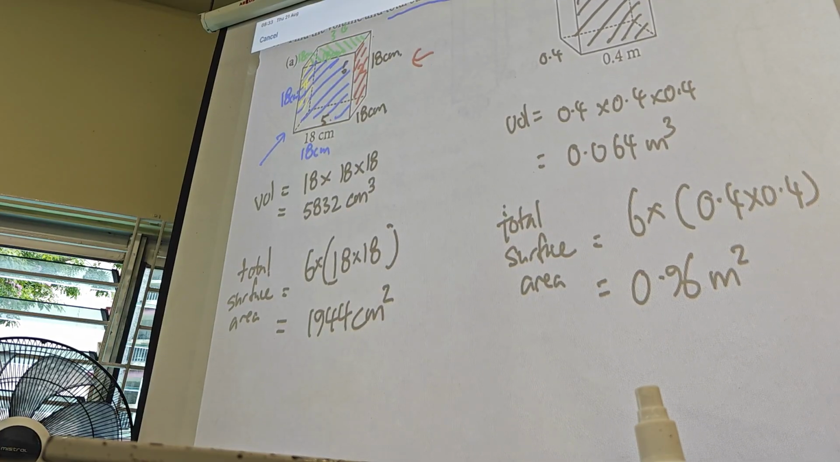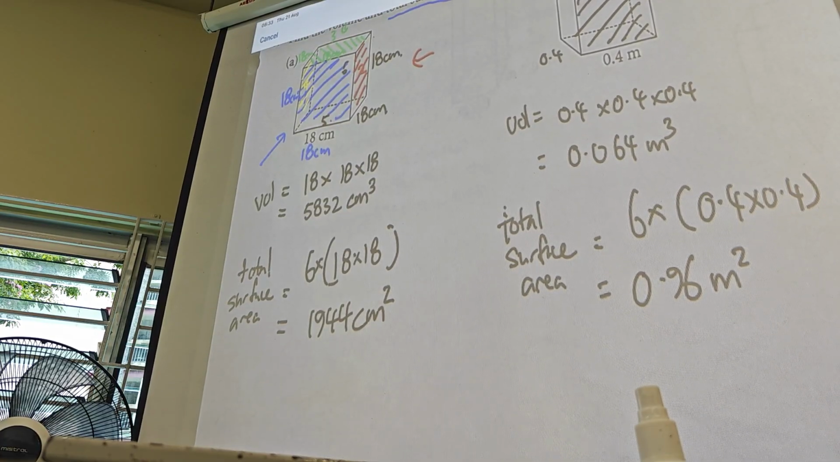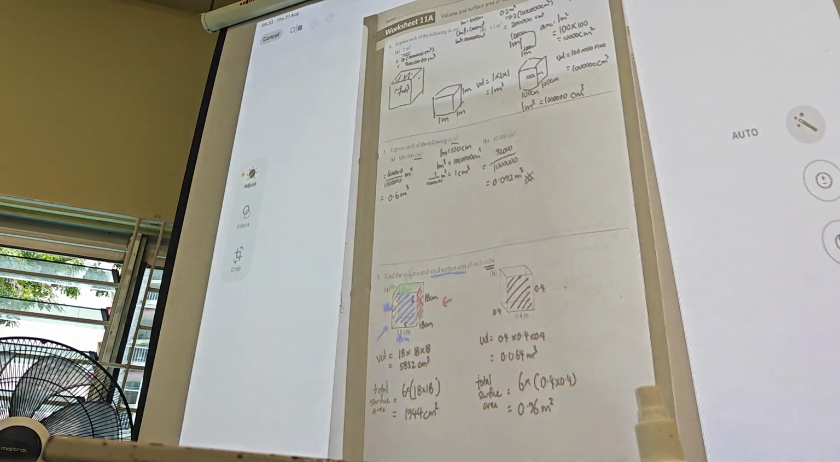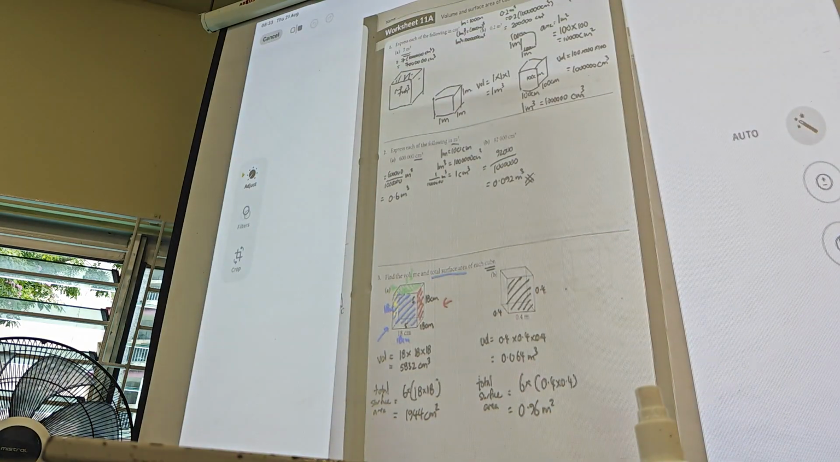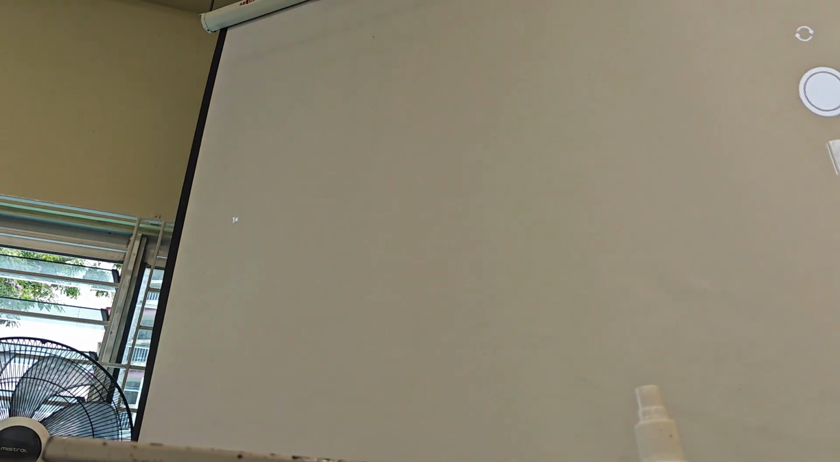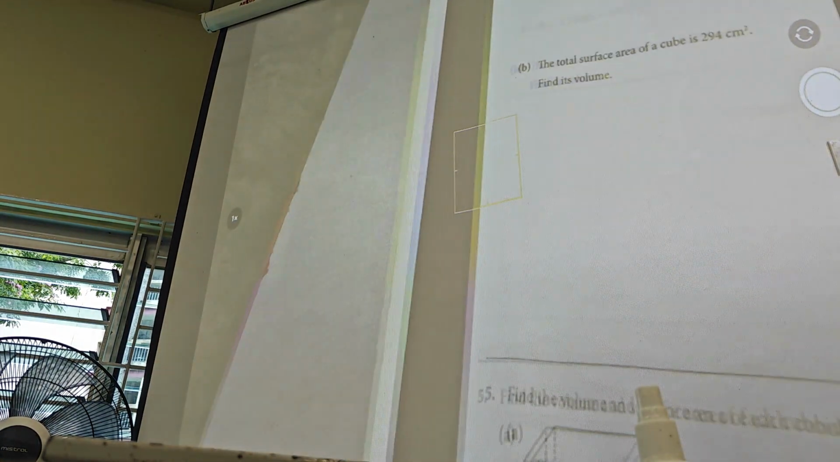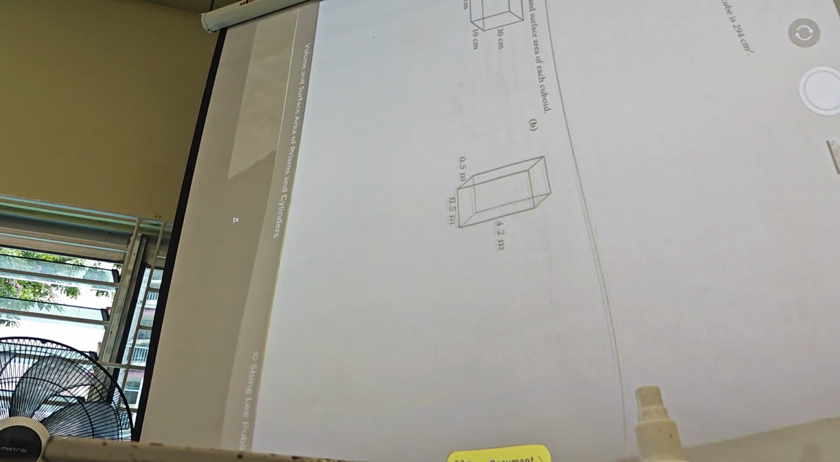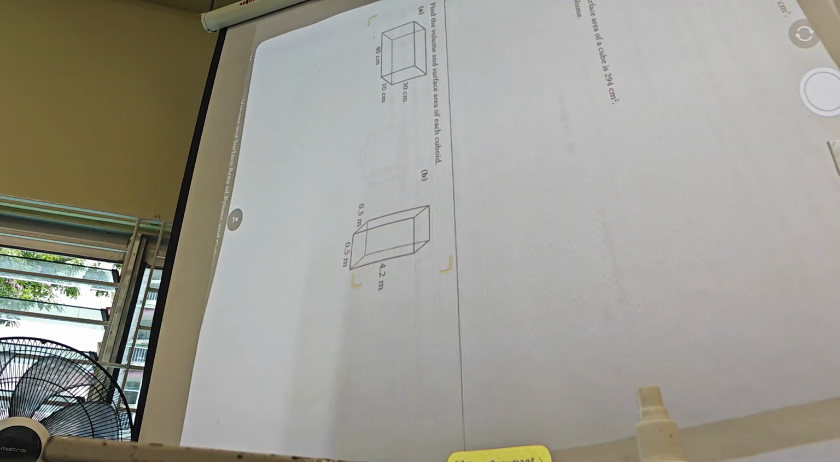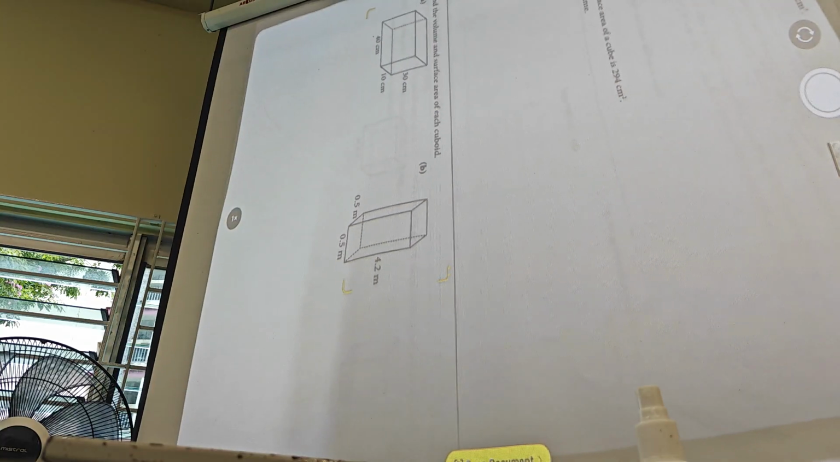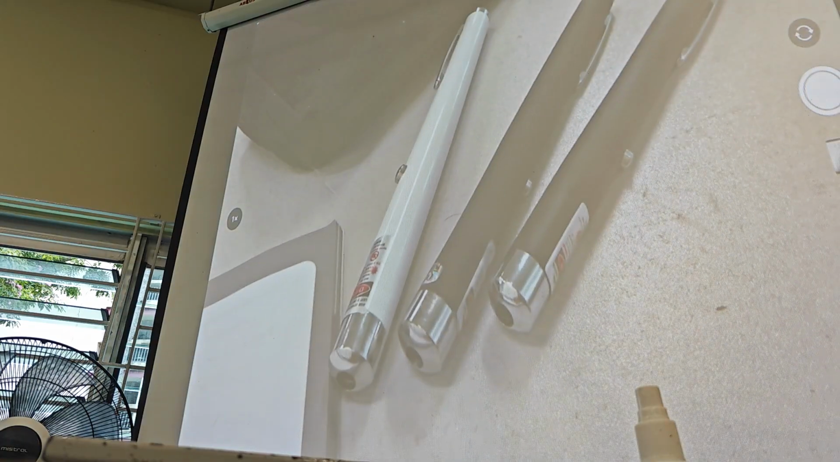Okay, then we go to page 74. Question 4. Once you know the relationship between volume, know the relationship, you are able to work around using some simple algebraic manipulation.